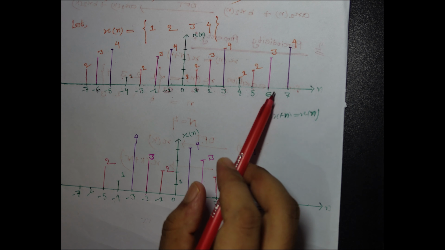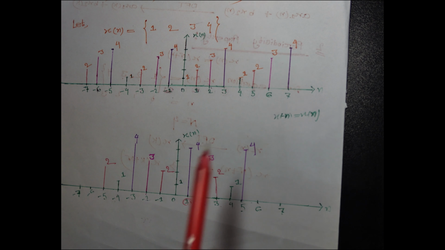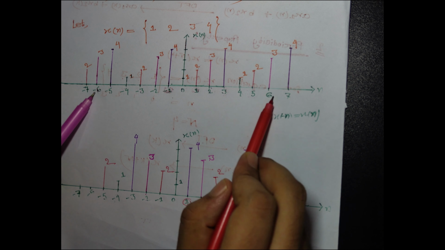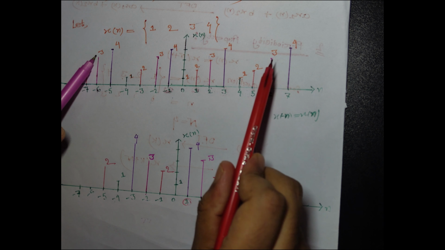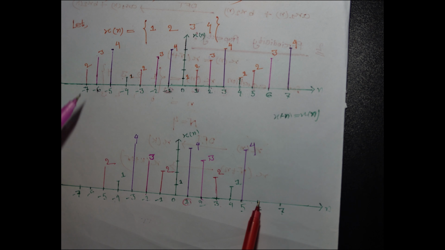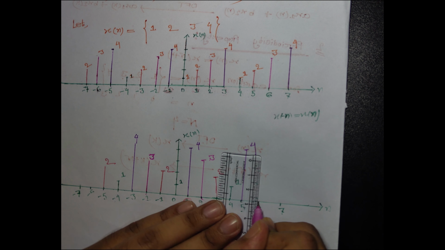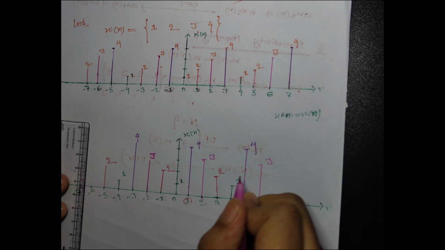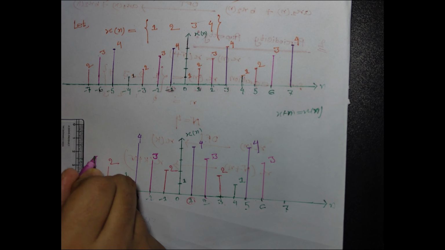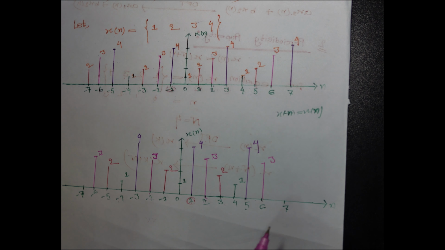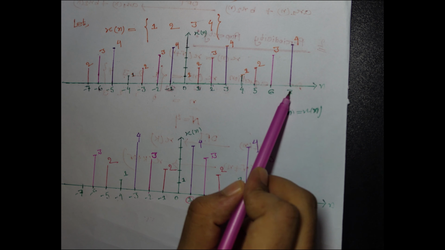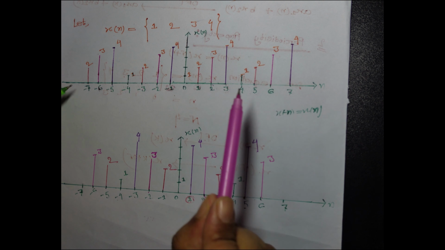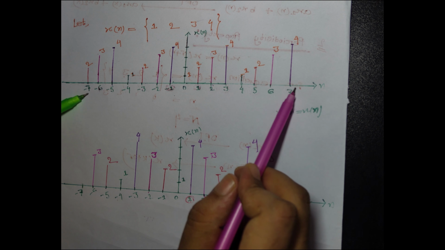When n equals 6 and n equals -6, both magnitudes are 3. That means we get +3, no change occurs. And if we see n equals 7, the magnitude is 4, and for n equals -7 the magnitude is 2.